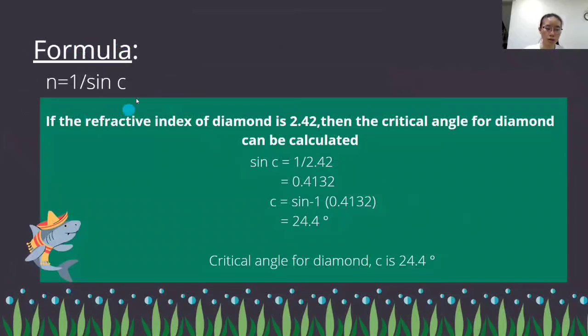Now we learn this formula. This formula will help us to calculate the refractive index or the critical angle. If the refractive index of diamond is 2.42, then the critical angle for diamond can be calculated. Sin C equals 1 divided by 2.42. Then we will get this value. After that, we move the sin to the opposite side of the equation. Sin^-1 of 0.4132, and we will get the answer, 24.4 degrees.